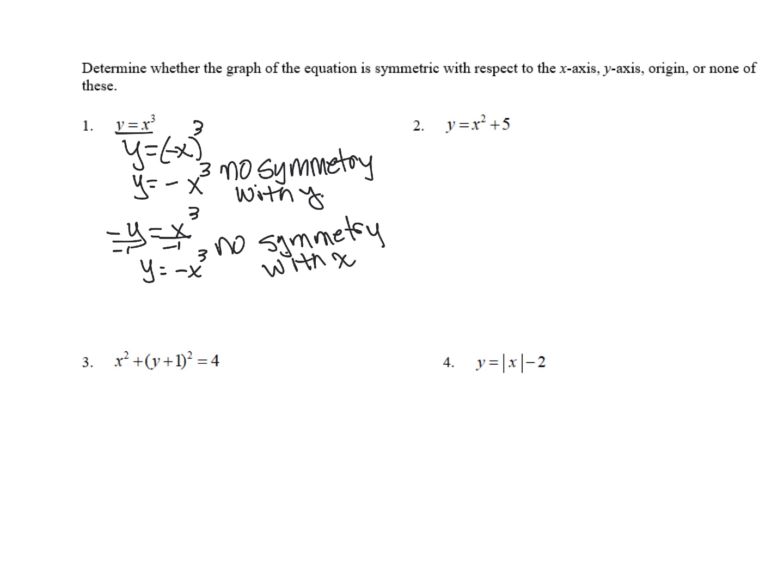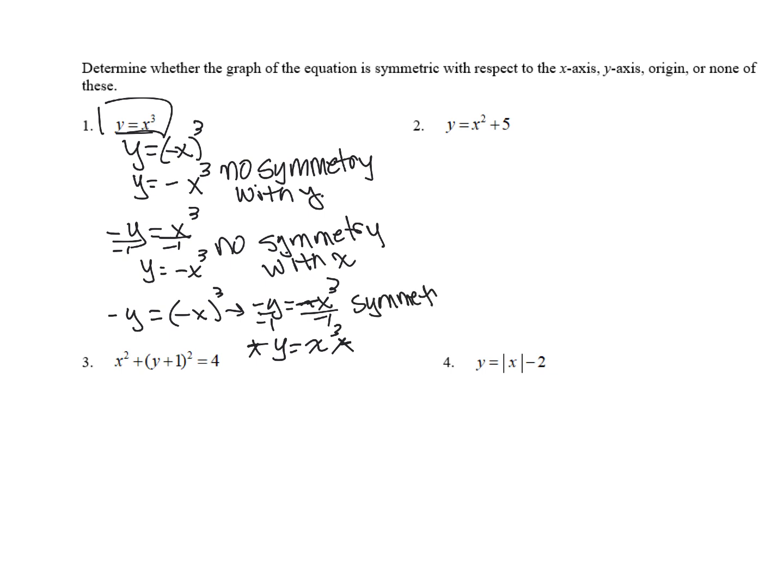The last one we're going to check is symmetry with the origin, which means we're going to plug in a negative y and a negative x and see what results. Negative y equals negative x to the third power, because negative x cubed is negative x to the third power. Divide that by negative 1, and our result is y equals x to the third power. Well, that is the same as my original. So therefore, this has symmetry with the origin.